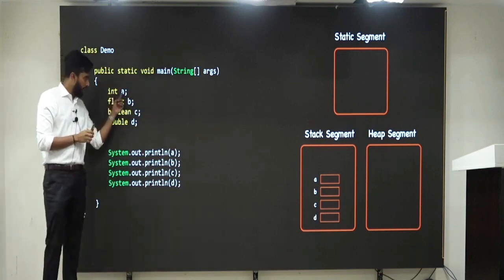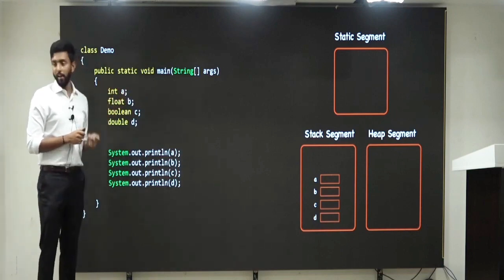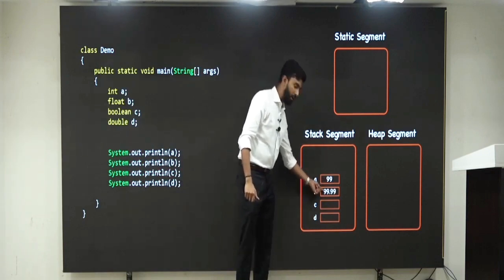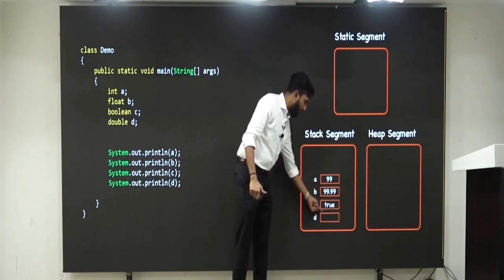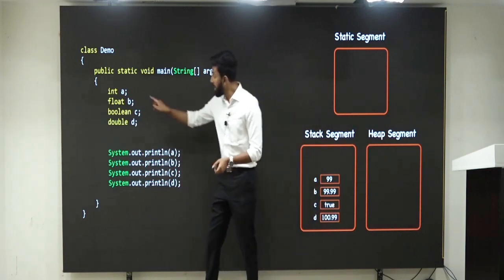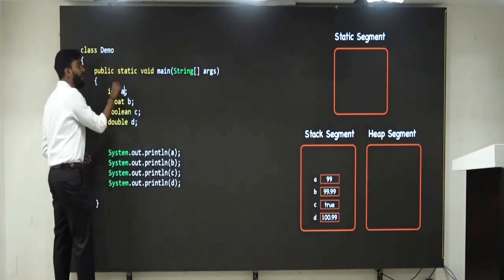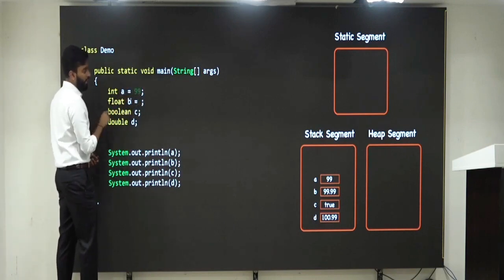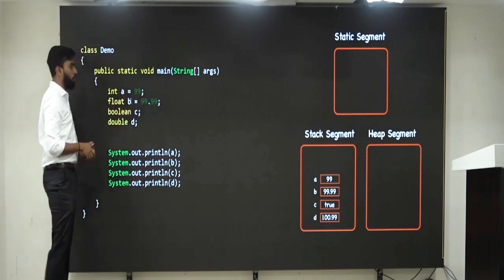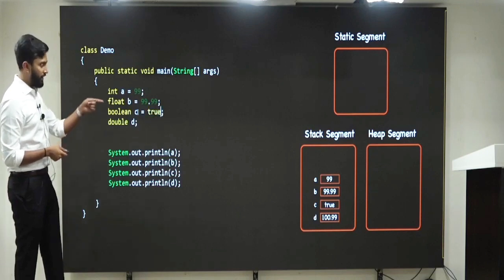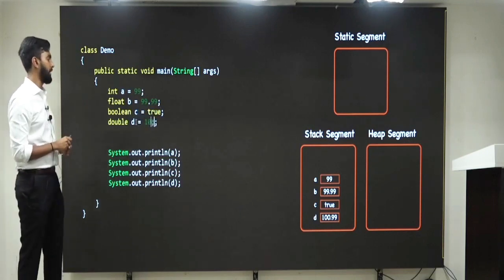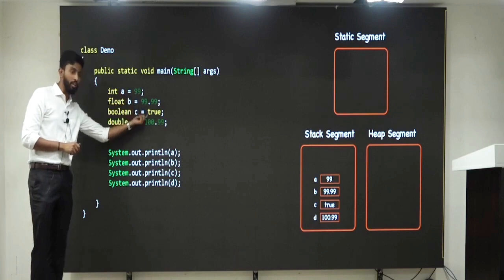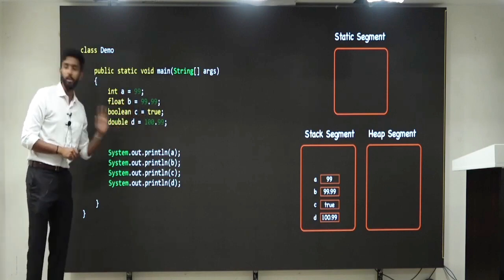Clear? Now watch it. I'll go here and I will give values. What values, sir? Maybe like this. I want to give A as 99. I will give B as 99.99. I will give C as maybe true. I will give D as some 100.99. I will go here and tell A equal to 99. Very good. B equal to 99.99. Very good. C equal to true. And finally, D equal to 100.99. Yes or no, friends? Now, this is called initialization, giving value. Now you can print. Clear?